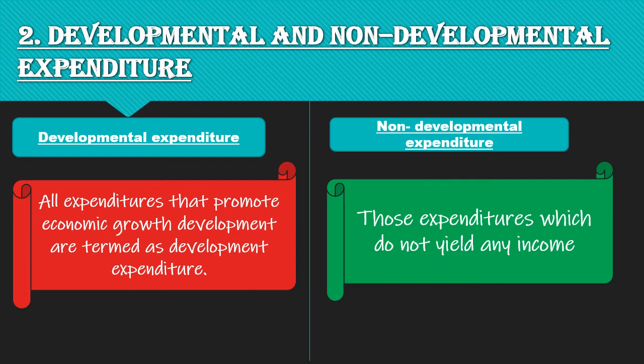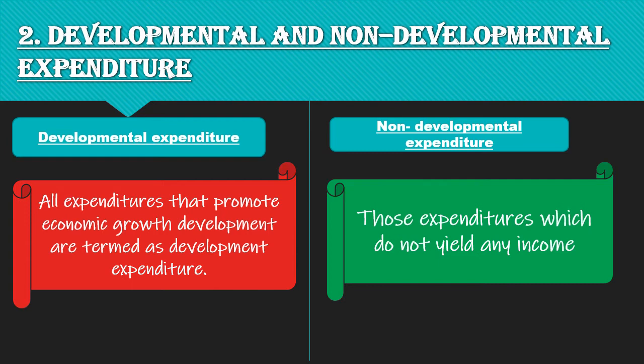So basically, from the name itself, you can understand that those expenditures which are spent by the government of the country for developmental purposes, I mean, the money which is spent for development of the country, is known as developmental expenditure. Obviously, it will help in the growth of the country. So next one is non-developmental expenditure.